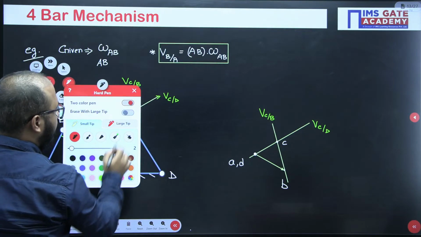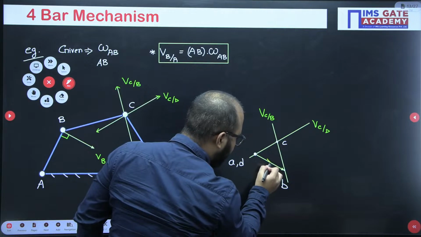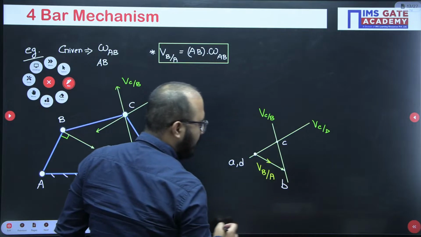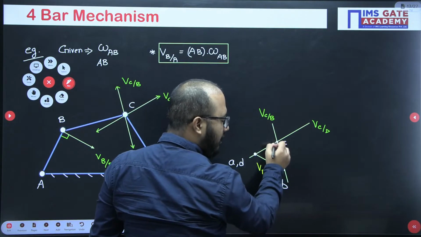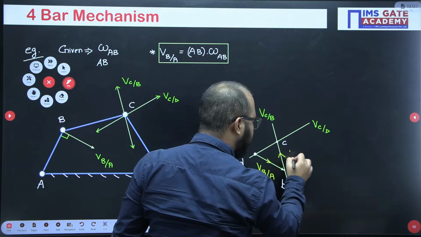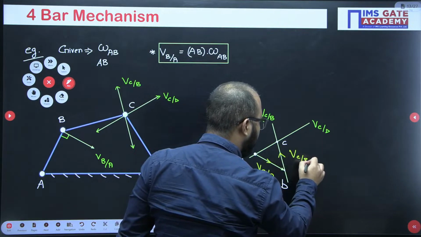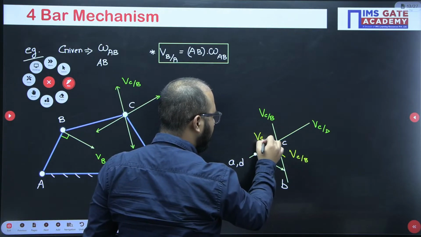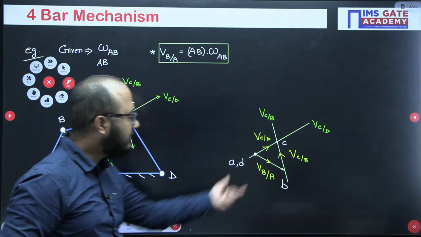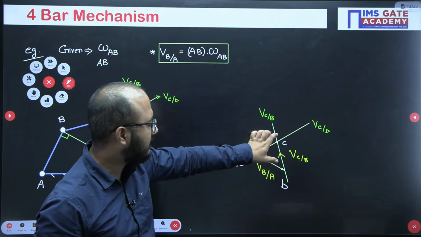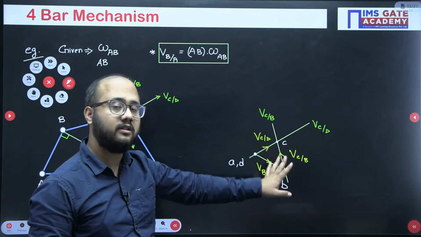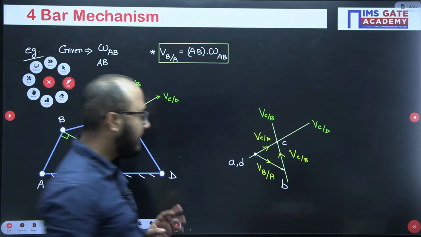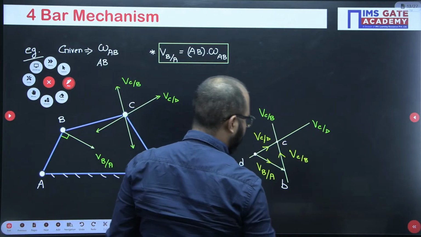Now, a very, very important point. This vector is representing the velocity of B with respect to A. Now, velocity of C we are observing from B, so the arrow will be drawn like this. Velocity of C we are observing with respect to D, so the arrow will be like this. These velocities are B with respect to A, C with respect to B, and C with respect to D. Is it clear? So this is what we have as a velocity diagram.